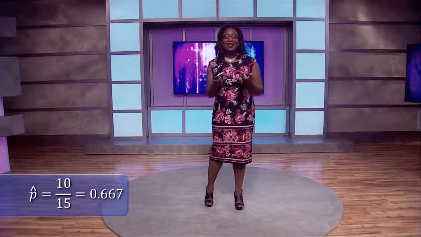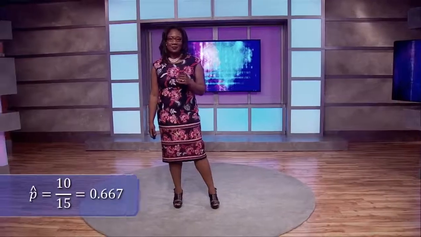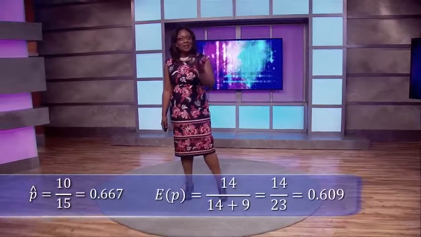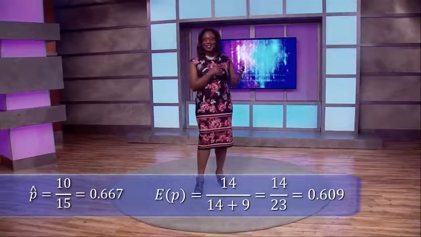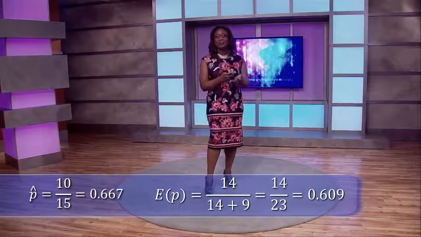Now, in the frequentist method, our estimate would have been our observations, 10 out of the total number of flips, which is 15, or 0.667. But you see where the Bayesian estimate has taken into account our prior belief to now update it.